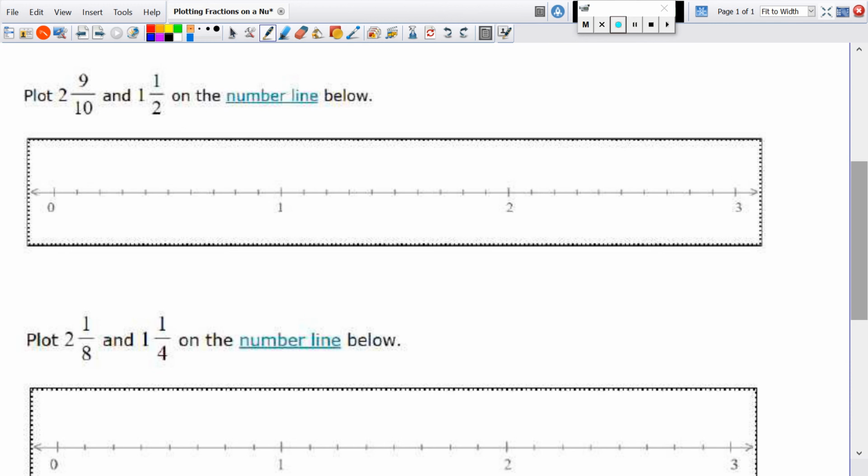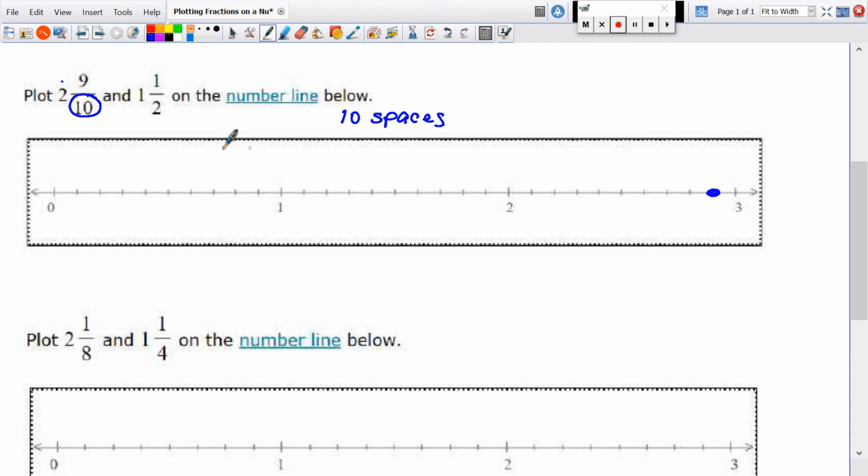Okay, so the first thing you want to do is count the number of spaces between 0 and 1. 1, 2, 3, 4, 5, 6, 7, 8, 9, 10. So there are 10 spaces, so that's what you want your denominator to be. On the first one, the denominator is 10, so that's good. The number out front tells you where to start. So you start at 2 and go over 9 lines: 1, 2, 3, 4, 5, 6, 7, 8, 9, and you draw your dot.